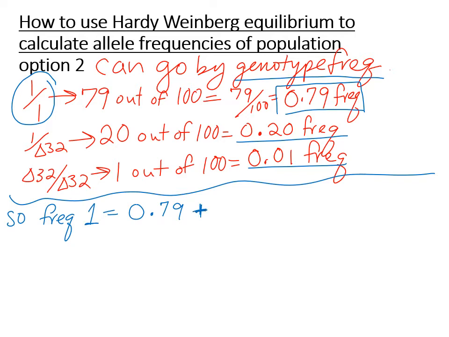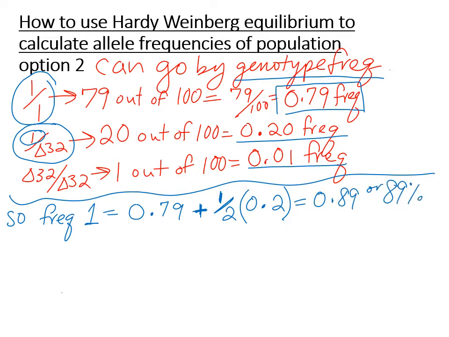Then, where's the next genotype that you see allele number 1? The second genotype. But what do you notice about it? Allele number 1 is only half of that. So you now say plus 1/2 of the frequency of the heterozygote, which is 0.2. Okay? That gives you 0.89 or 89%, which we already knew from our previous calculation. 89% is the frequency of allele 1.